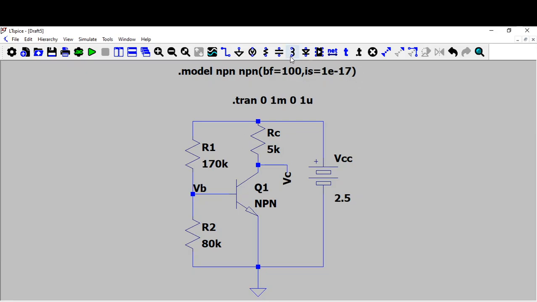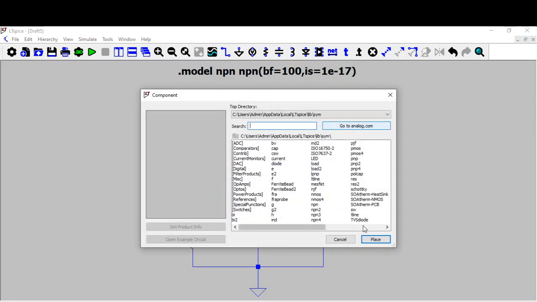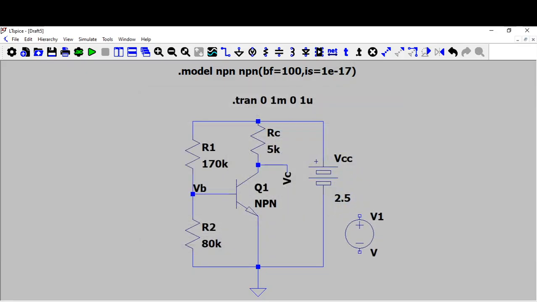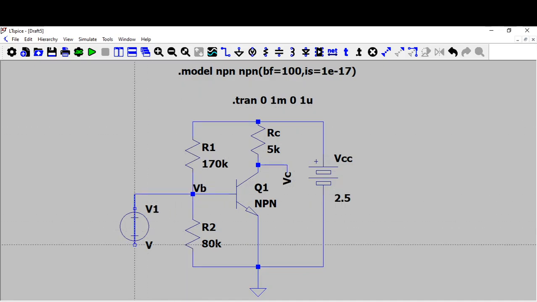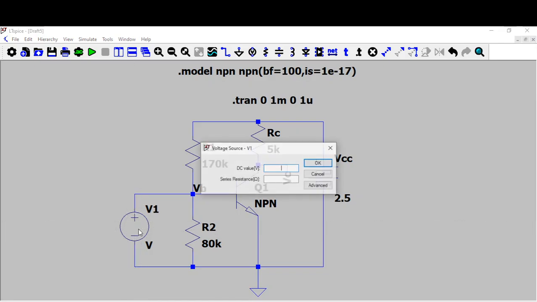The sine wave is available here. Where is the sine wave? You can see the sources here. You can go to component. In this component you can see there is a voltage source. So here I need to apply a sine wave. So let me connect using wire. Type W, you'll get the wire. Connect this, this and this. Now it is done.